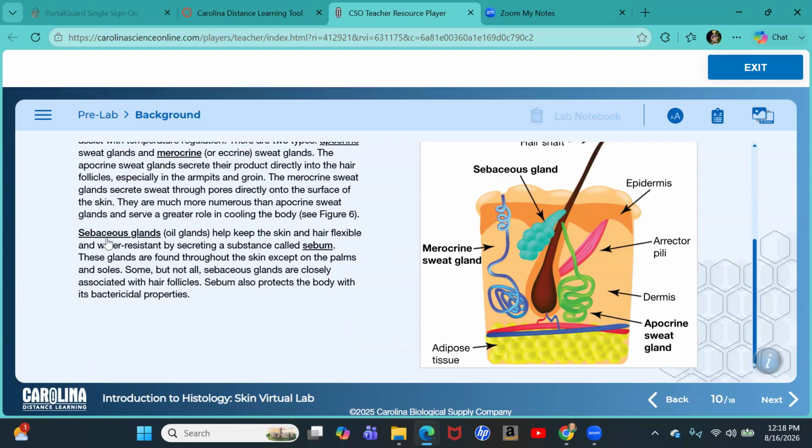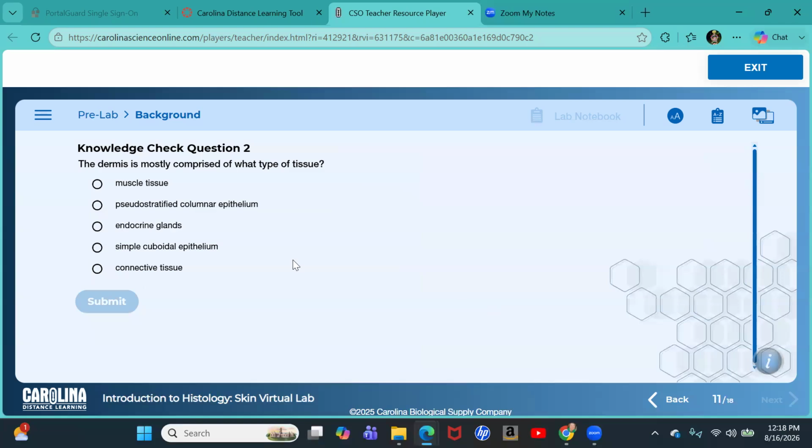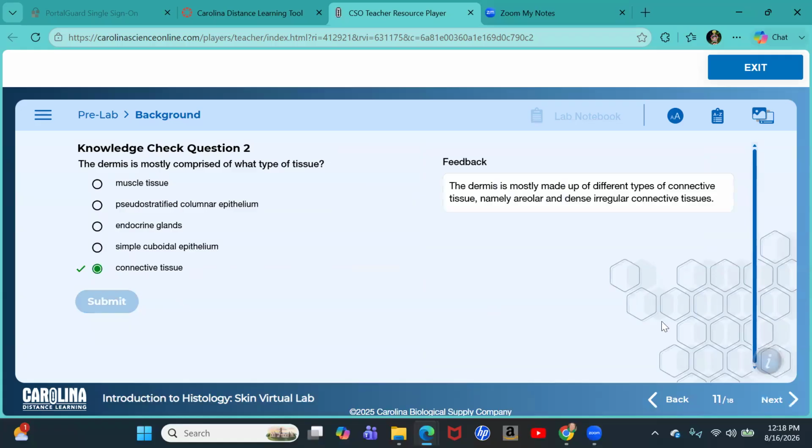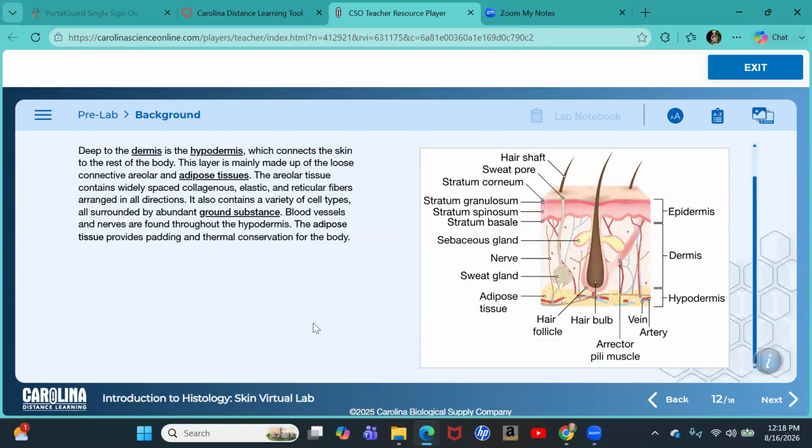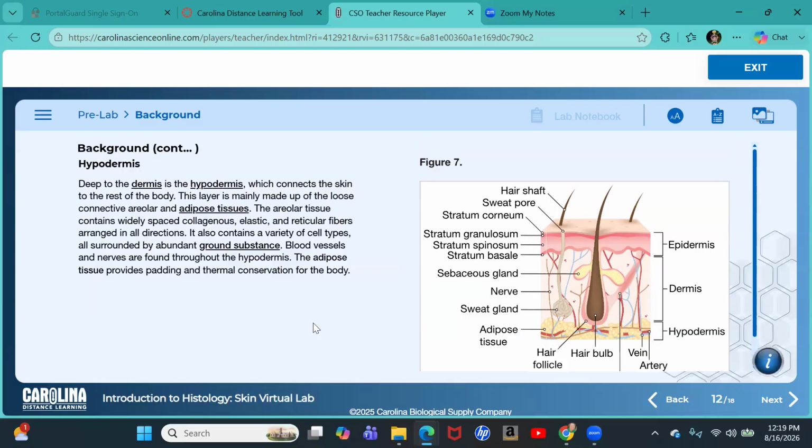You also have your sebaceous glands, sebo meaning oil. Oil has many properties. It helps to dry the skin, and helps make the skin water resistant. It makes the skin slightly, not necessarily acidic like the sweat gland does, but it does help with slightly changing the pH of the skin to prevent bacterial growth.